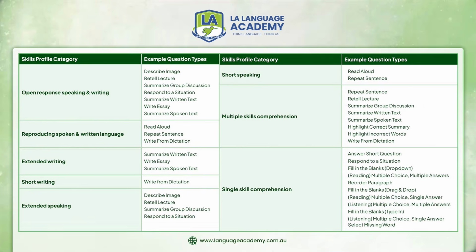Now, how do you use these categories to figure out where you've gone wrong? Let's say your short writing is low. You know you have to work on write from dictation. Let's say your extended speaking is low. You need to work on either summarize group discussion, respond to situation, describe image, or read a lecture. If short speaking is low, you need to work on read aloud and repeat sentence. If extended writing is low, you have to make sure you work on summarize written text, summarize spoken text, and essay. Now, you'll not get to know what exact question type you're going wrong with, but you'll get a good idea that yes, these are the set of questions I should be working more on.